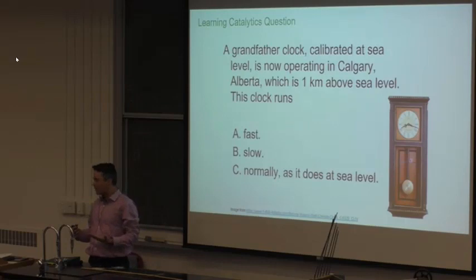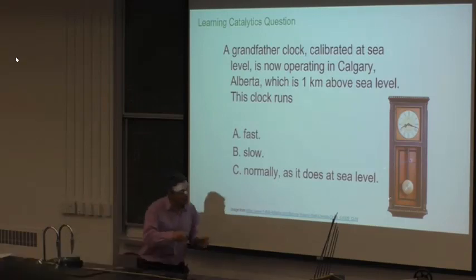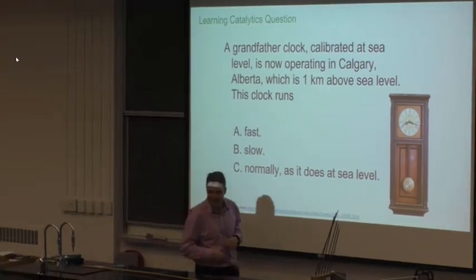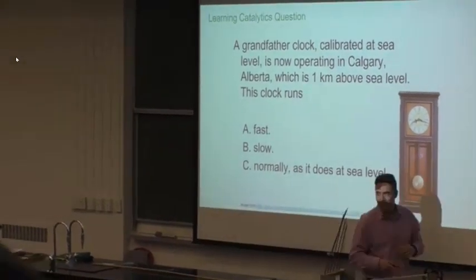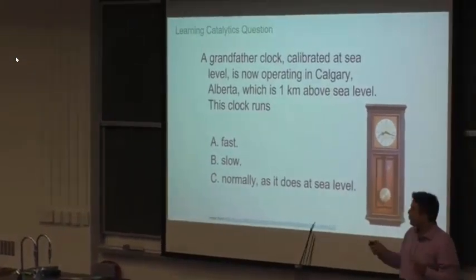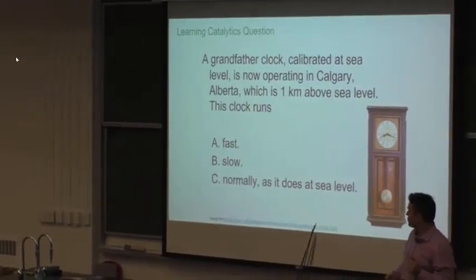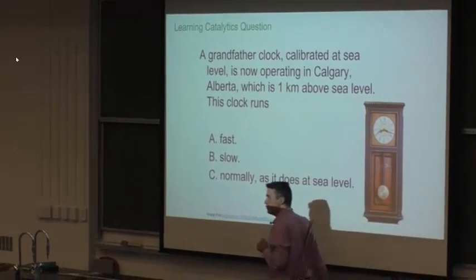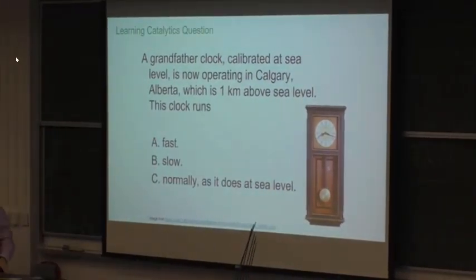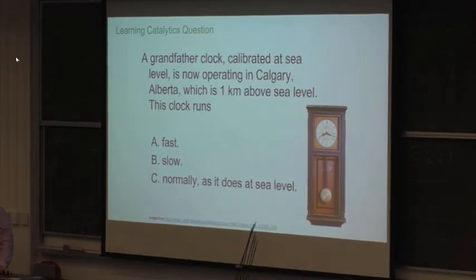If the clock was calibrated, so the length of the pendulum adjusted down at sea level, wherever it was originally, I guess delivered to Canada and Halifax or something, but then it was shipped to Calgary, would the clock run fast or slow or normally as it does? I will give you a minute to think about that and then pair up and share your answer.